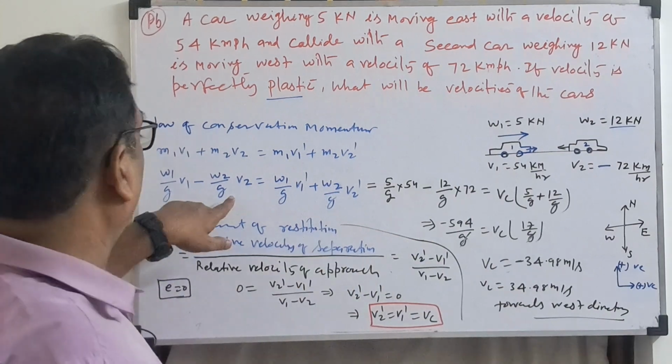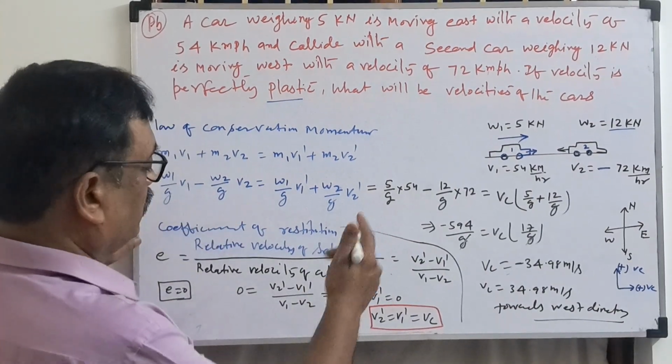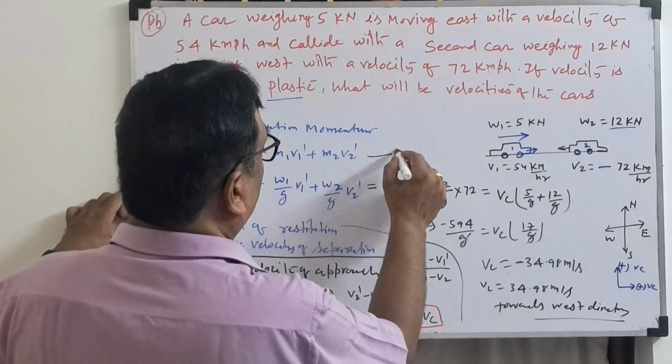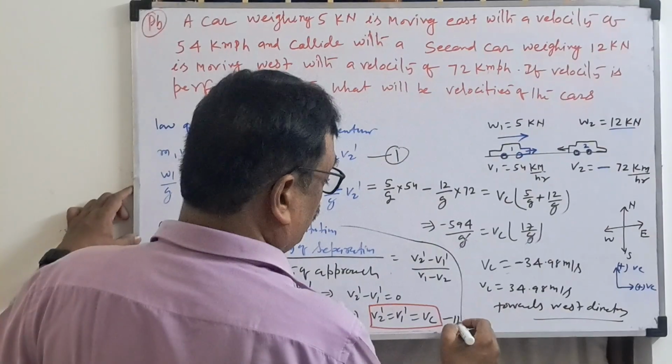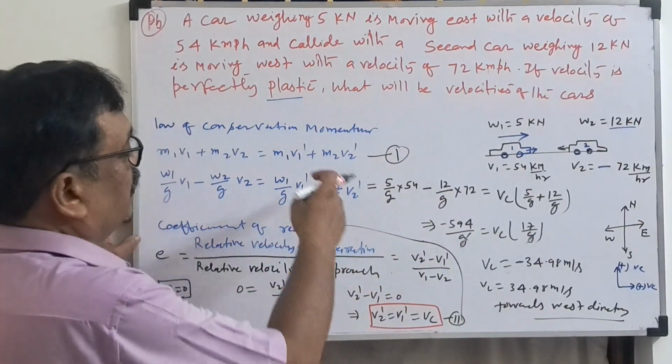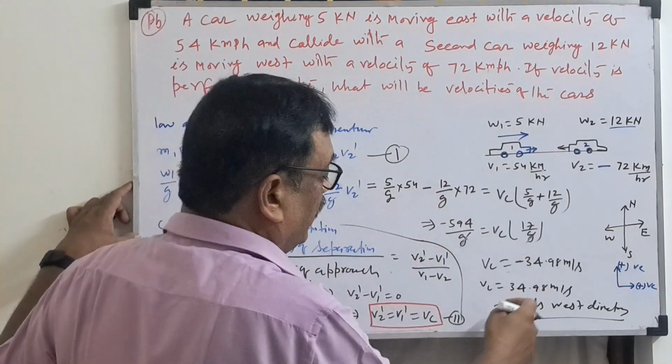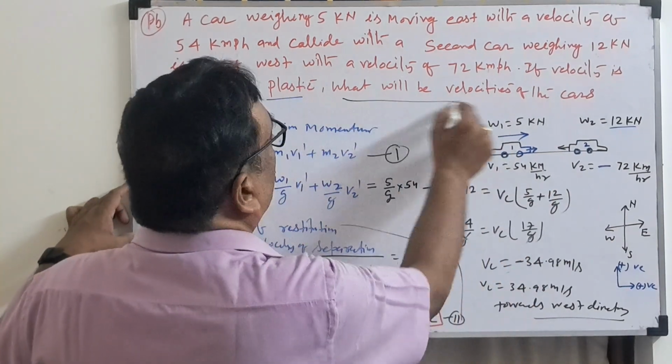So this way we can solve this question. We have equation 1, the law of conservation of momentum, and equation 2, the coefficient of restitution. Based on these we can substitute the values and get the velocity of the car.